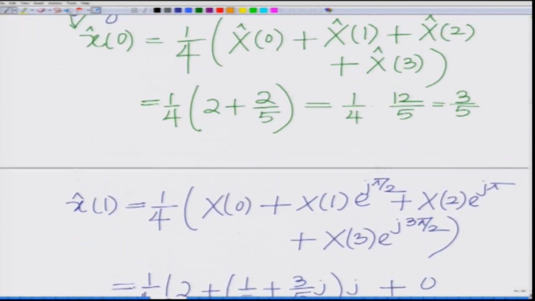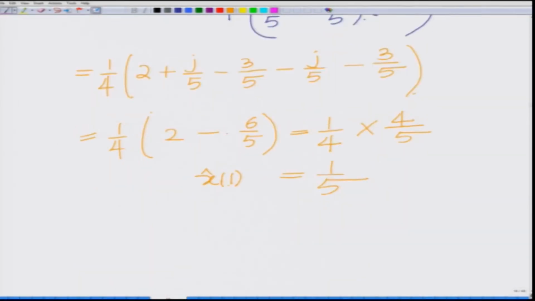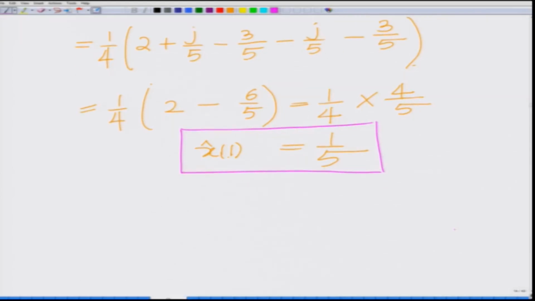So, we have computed small x hat of 1. Here we have computed small x hat of 0. Let me just mark this clearly: small x hat of 0 equals 3 by 5, and small x hat of 1 is the estimate of the time domain symbol small x of 1. Okay. Let us similarly compute small x hat of 2, that is the estimate of the time domain symbol small x of 2.